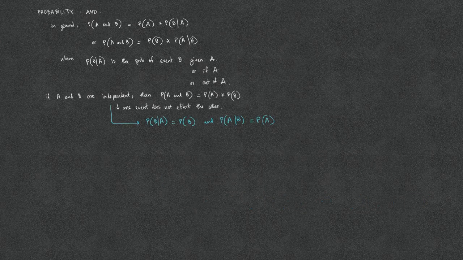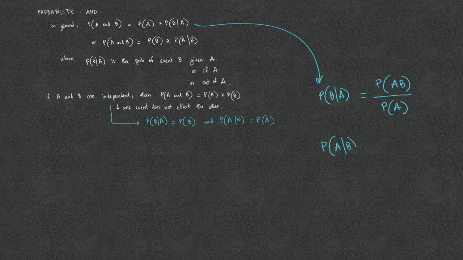Alternatively, the probability of B given A is defined to be the probability of A and B, or the probability of B and A, divided by the probability of A. And the probability of A given B is the probability of A and B, or B and A, divided by the probability of B. Notice that we divide by the probability of the given event. This is known as the conditional probability.